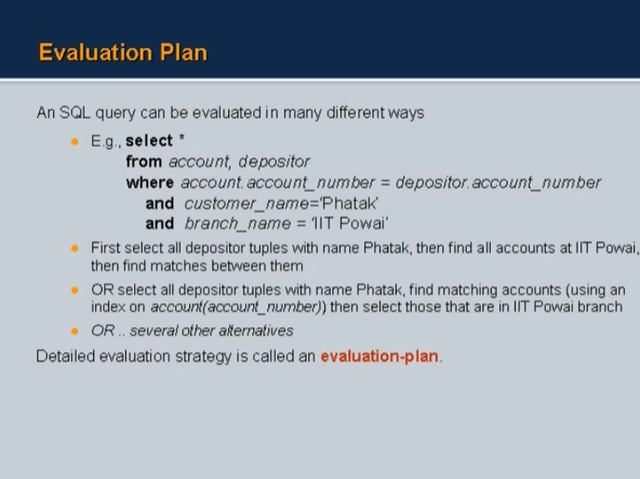One strategy is to go over this depositor, use an index to find customers with the name Fatak. So you find a few of them. Then find accounts that are in IIT Powai using the branch name. So you have two subsets. Then join them using whatever join. There are many different join algorithms. So you join those things and get the final result. Join on this condition, account number.